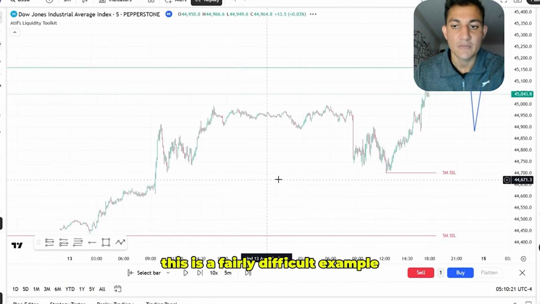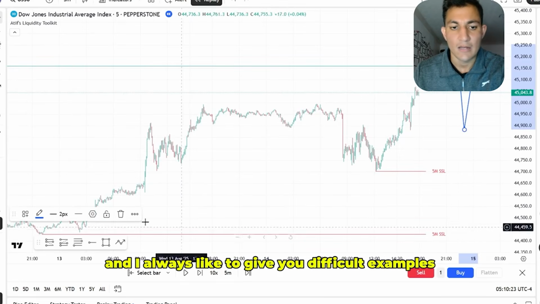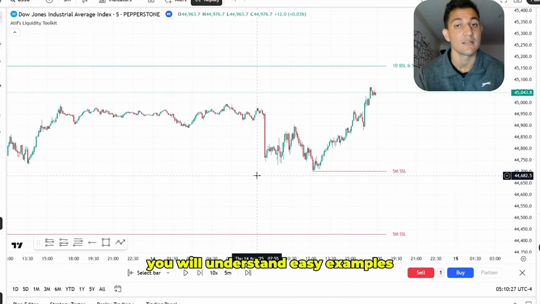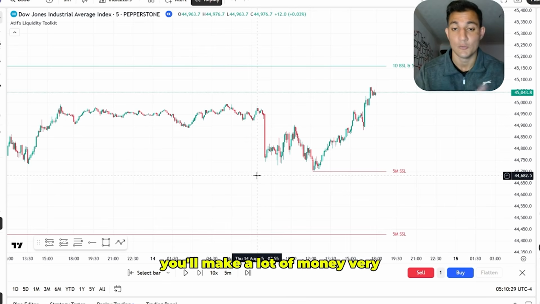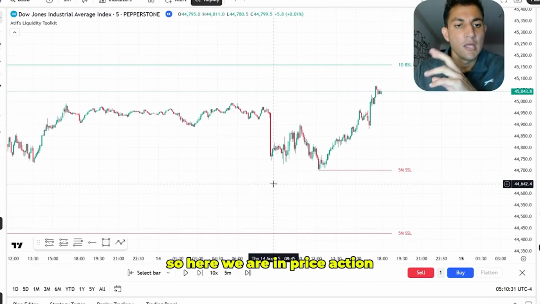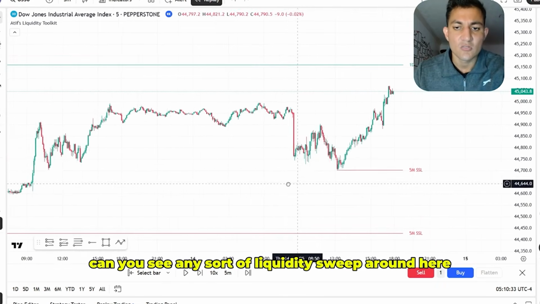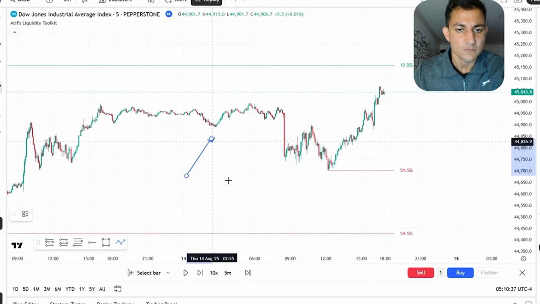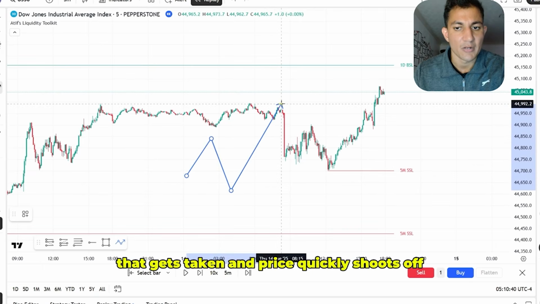Now, this is a fairly difficult example. Let me just remove this. And I always like to give you difficult examples, because if you can understand difficult examples, you will understand easy examples. And when easy examples come, you'll make a lot of money very, very quickly. So here we are in price action. Can you see any sort of liquidity sweep around here? Can you see any sort of low that gets taken and price quickly shoots off?